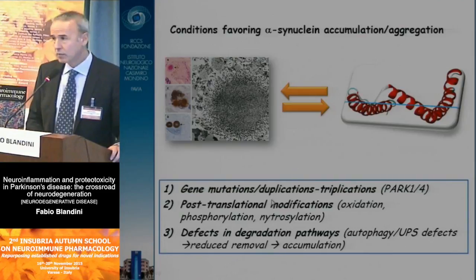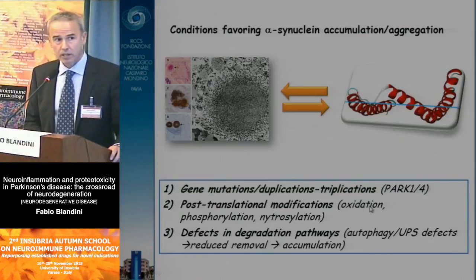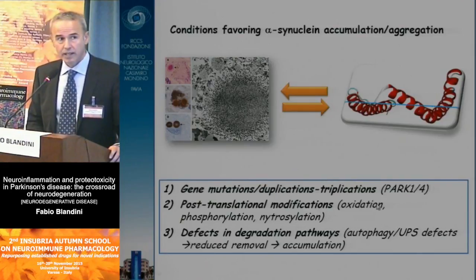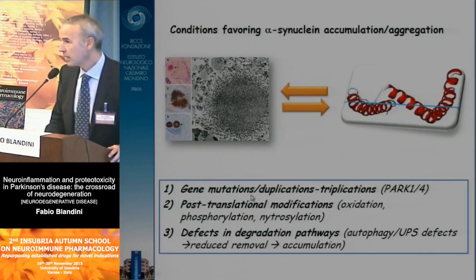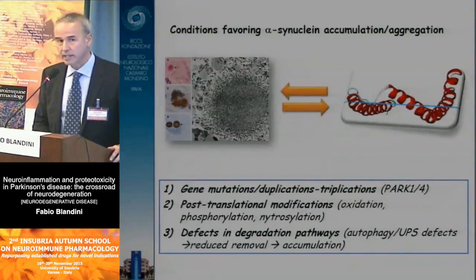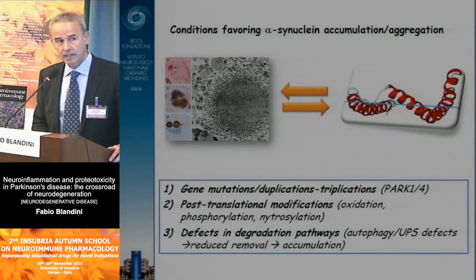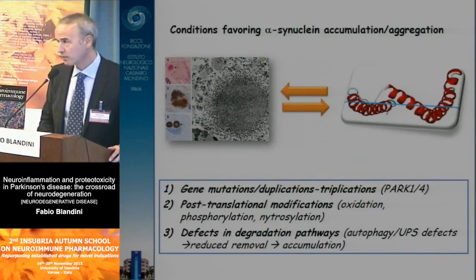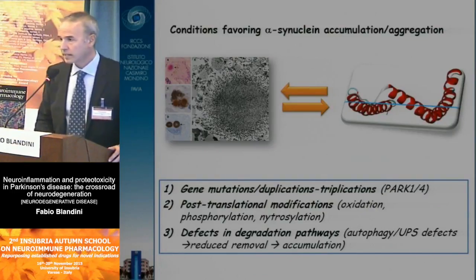The first one is gene mutations or duplication, triplication, so the Park 1 or Park 4 forms of familial PD, for example. Mutant alpha-synuclein precipitates far more easily than wild-type synuclein, and in the presence of duplication or triplications of the gene, there is simply too much synuclein for the cells to handle correctly.